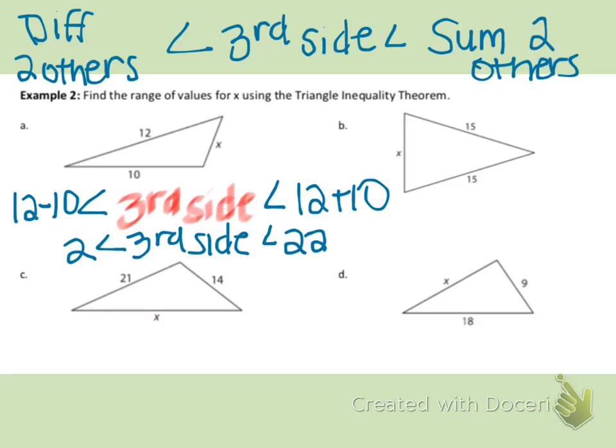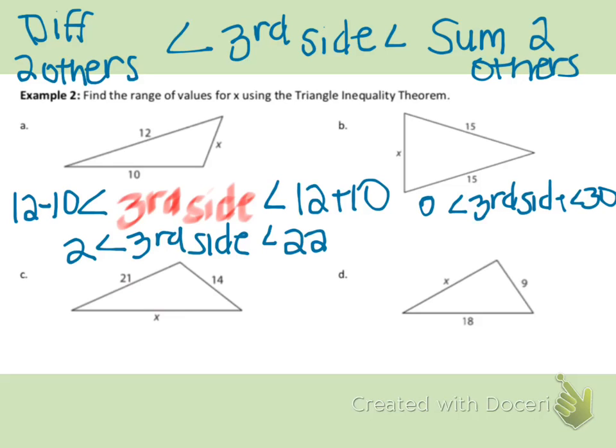Okay, let's look at maybe just a couple more. So let's look at B. For the third side, we just want to add the two sides, so it's going to have to be less than 30, but greater than 0. Because those two sides are the same, if you subtract them, you get 0, right? So our third side would be anywhere between 0 and 30.